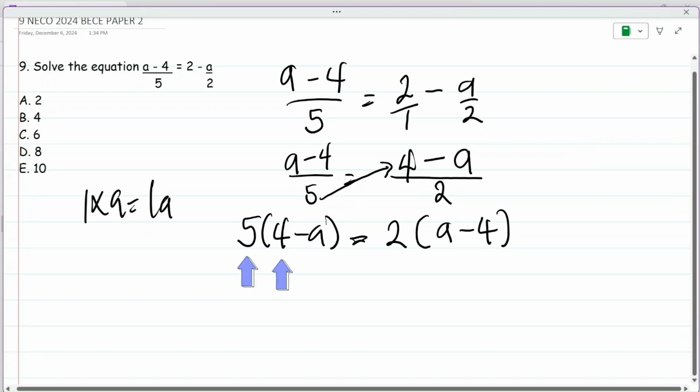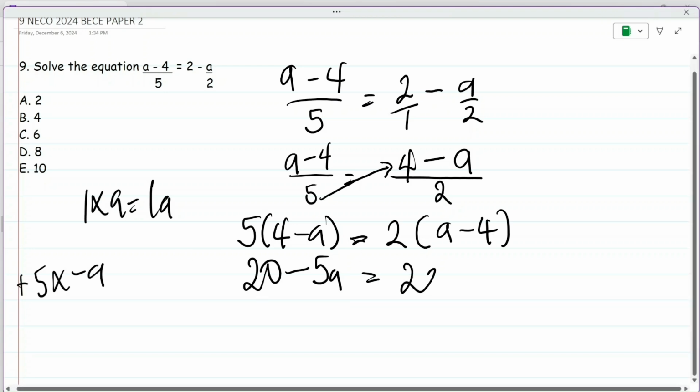This 5 multiplies this 4 and this a, and this 2 on the other side multiplies this a and this 4. So we have 5 times 4, that's 20, and 5 times minus a. This is plus 5. The 5 has a plus, although it's not written, it's hidden. Anytime it's hidden, it's positive. So plus and minus will give you minus. Then you have 5 times a is 5a equals, on the other side, you have 2 times a is 2a.